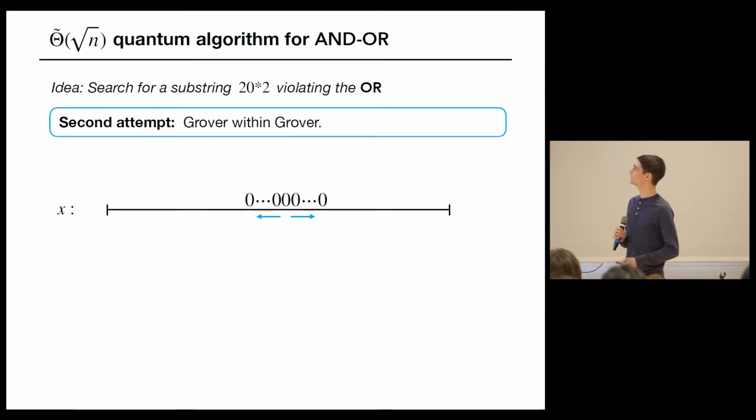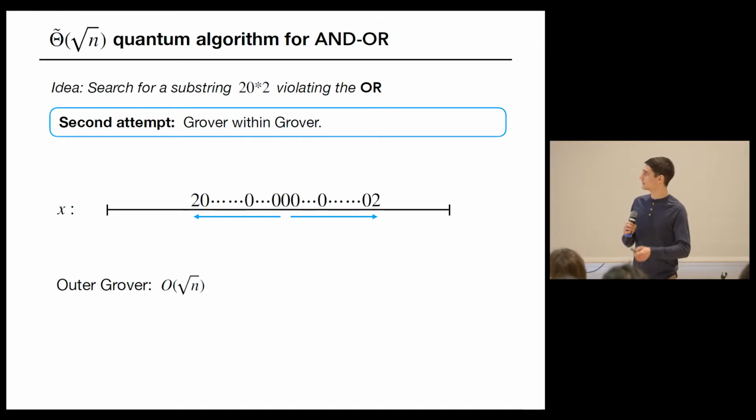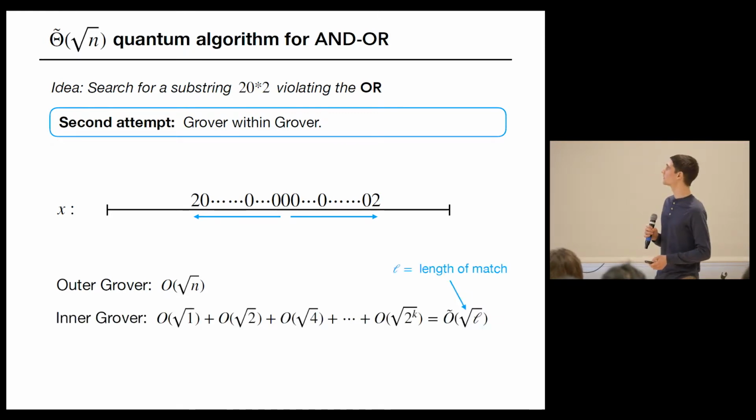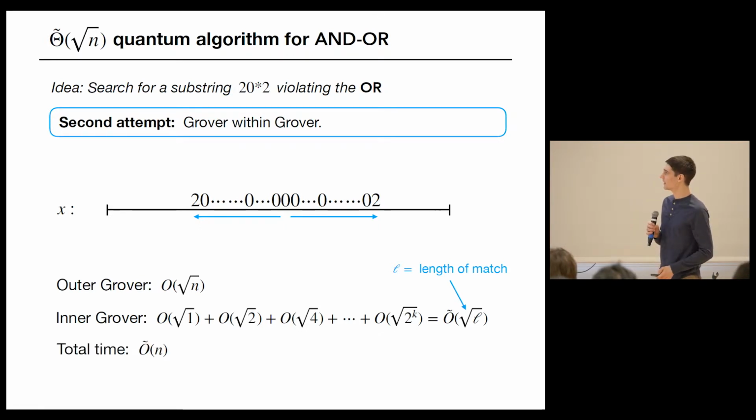So we keep searching until we get a 2, and binary search for a 2 in this way. And when we do this, we're still going to have square root n outer Grover iterations, but our inner work is now reduced to the length of the match, right? So if this match up here has length L, then we only take square root L time. But still, my whole string could just be 2, 0 star, 2, right? So L in this case could be n, in which case my total time is still n. So I still haven't done anything that great.